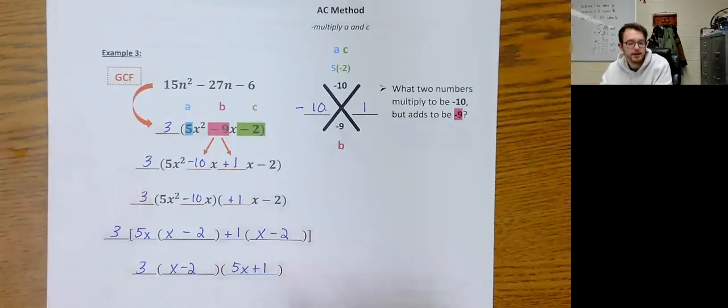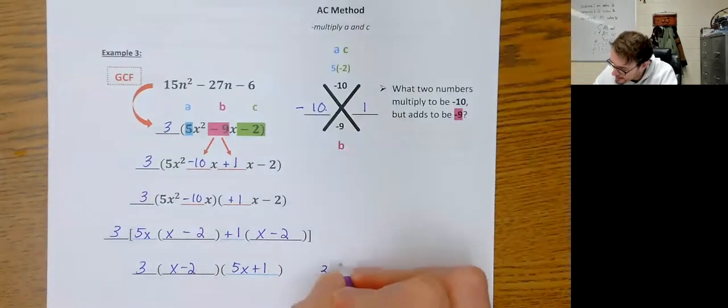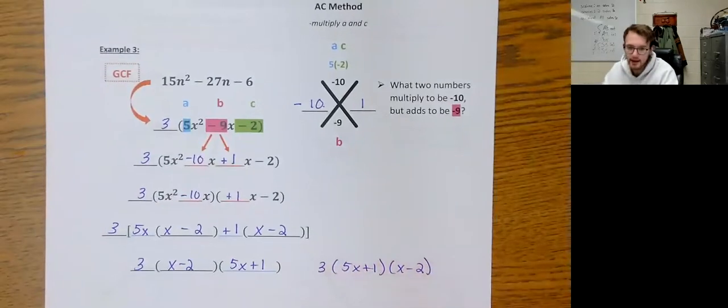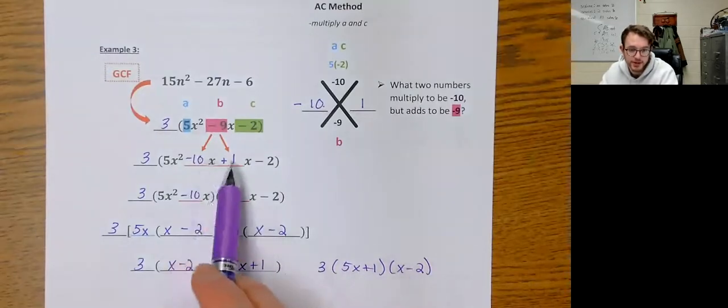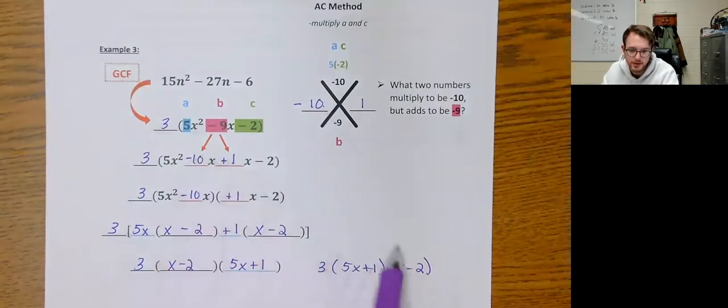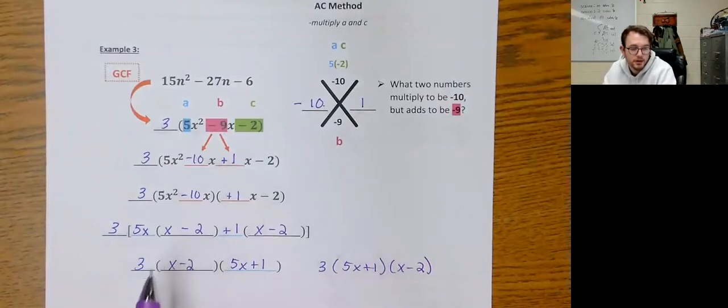Now again, it doesn't matter. It would be totally okay to do 3 times 5x plus 1 times x minus 2. And this is the answer you would get if you had switched these two in the beginning, I think. I'm pretty sure, if you had switched these two in the beginning, this is what you would have gotten because you flipped them around.